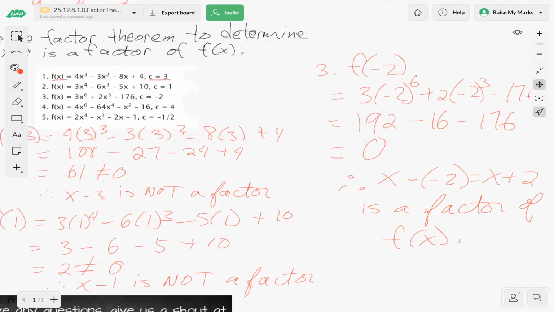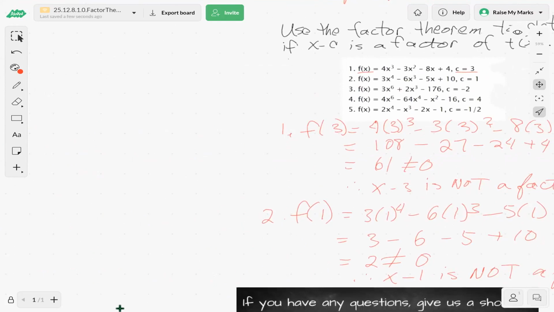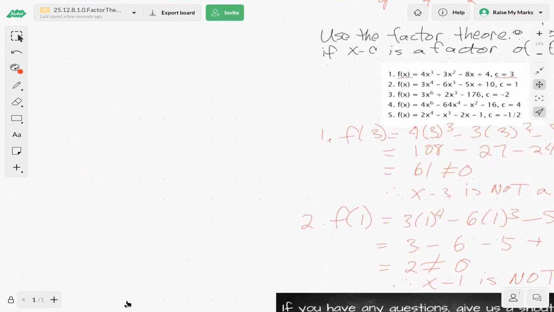All right, let's try number 4. Let's go over to the left here. So number 4, f of x is 4x to the power 6 minus 64x to the power 4 minus x squared minus 16, and our c is 4. So again, we need to evaluate our function at that value c. So what do we get? We get 4 times 4 to the power 6 minus 64 times 4 to the power 4 minus 4 squared minus 16.